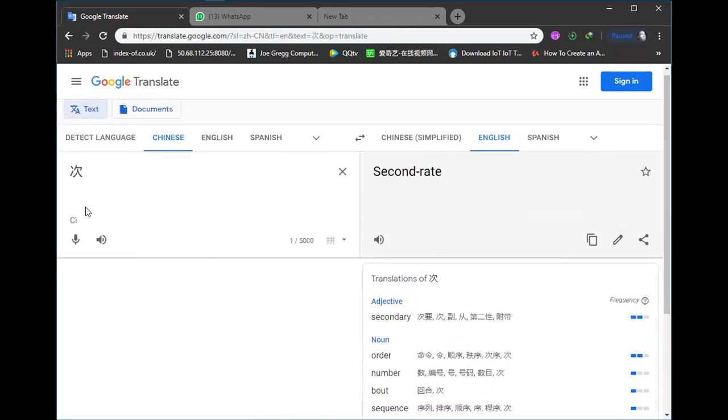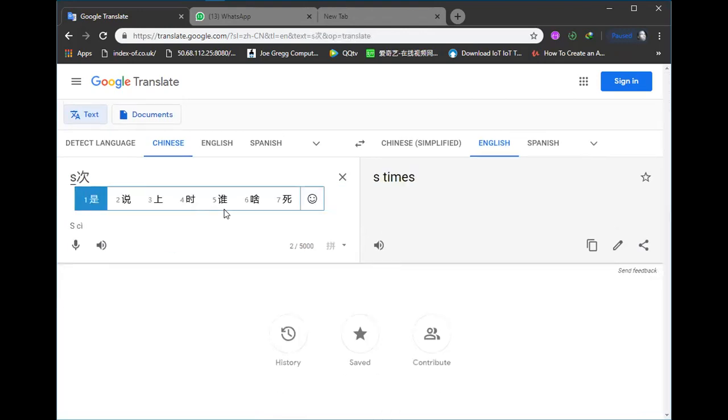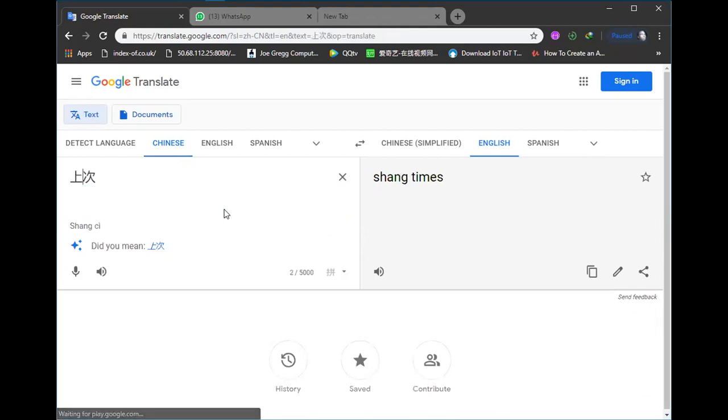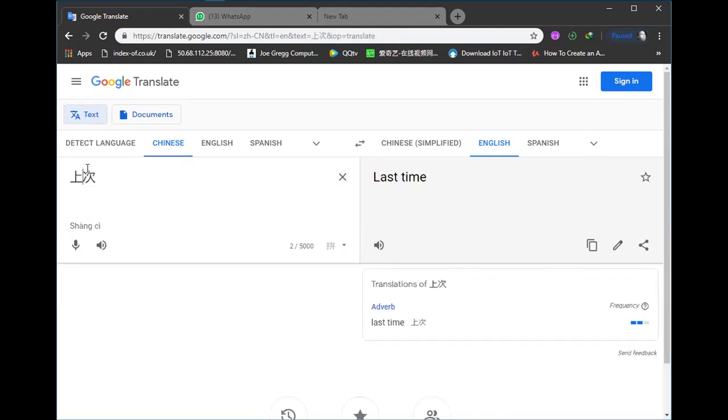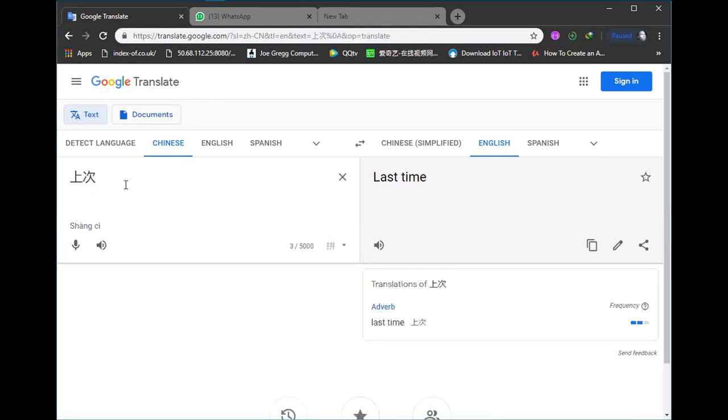Okay, when it's happening. So if we say shang, which is on top, shang will also mean something that has happened in the past. Okay, so you look at this. Last, shang is now meaning last, and ci is meaning time. Okay. Last time. Shang ci. Last time. Shang ci. Good.